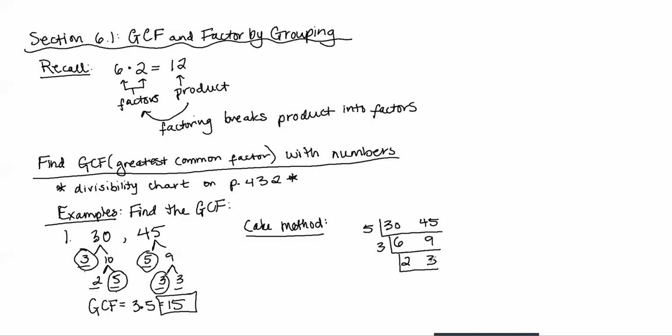And now 2 and 3 don't have any common factors, so I can't take anything out other than 1 because 1 goes into every number. So our greatest common factor is what we get from the numbers on the outside. So again, our GCF, just multiplying these together, is 5 times 3, or 15.